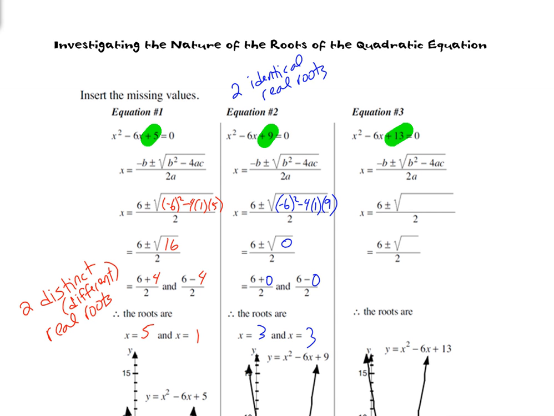Last one with the 13. Again, negative 6 squared minus 4 times 1. This time times 13. And we've got positive 36 minus 52 gives us negative 16. Oh, wait a minute. We can't take the square root of a negative number. These roots are not real. So we have non-real roots.